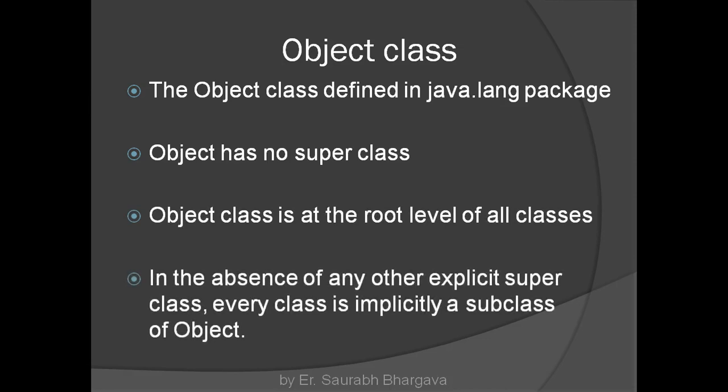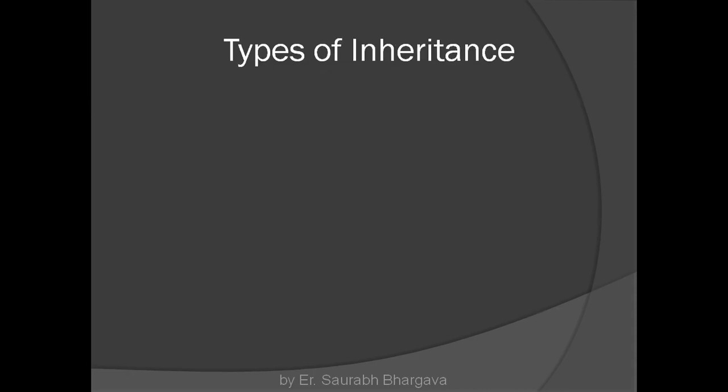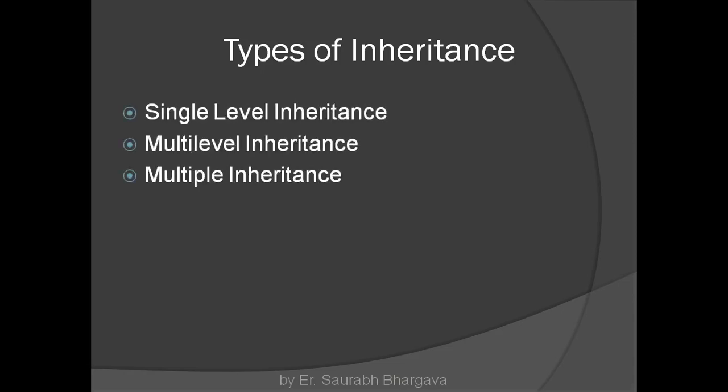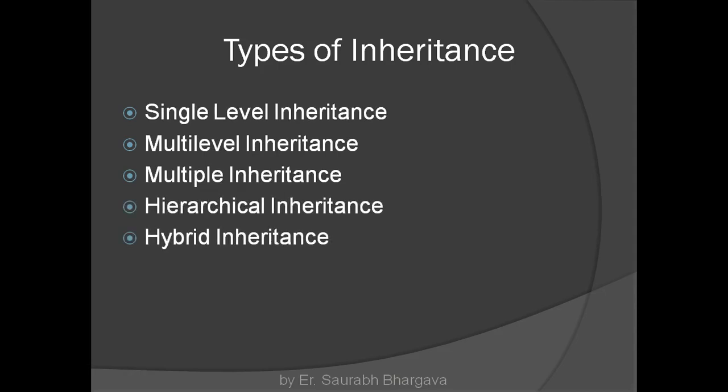In the absence of any other explicit superclass, every class is implicitly a subclass of Object. As we do not inherit any class, it is implicitly inheriting the Object class. Types of inheritance: single level, multi-level, multiple, hierarchical and hybrid. Here multiple inheritance is not allowed in Java, so it is implemented through interface.